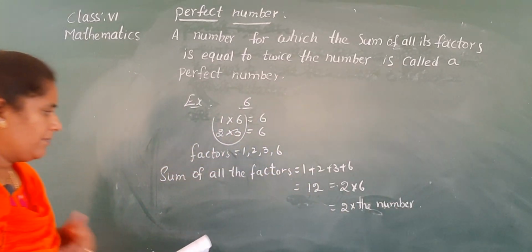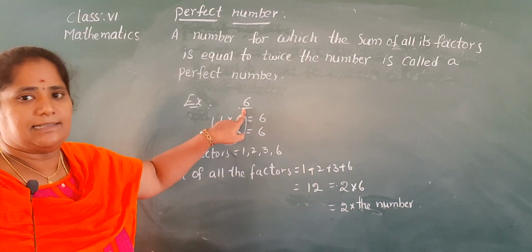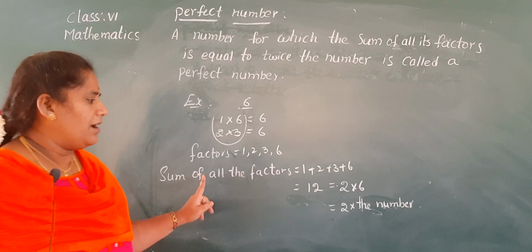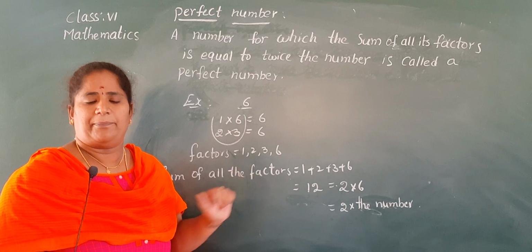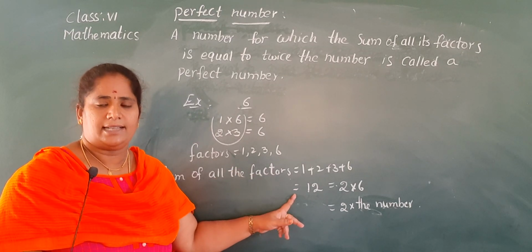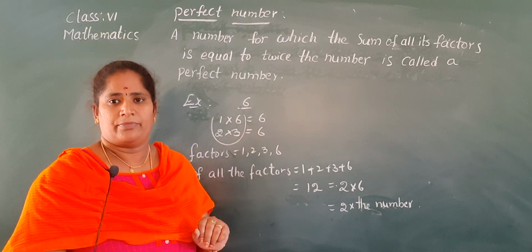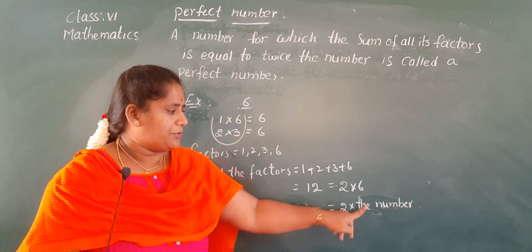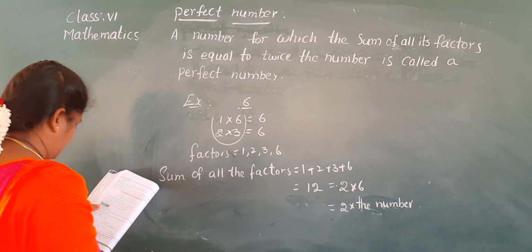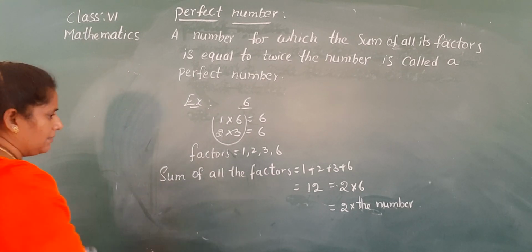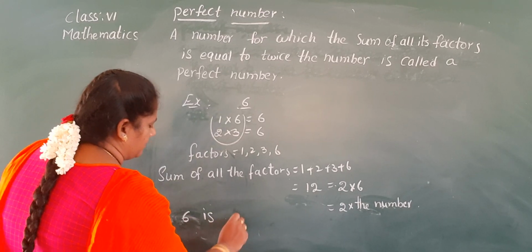So 12 we can write as 2 into 6. 2 into the number means this. So the sum of all the factors is equal to twice the number. Then it is said to be a perfect number. Here 12 can be written as 2 into 6. Twice means you should multiply by 2. So 2 into the number. So here 12 is a perfect number. Therefore 12 is a perfect number. Sorry, 6 is a perfect number.